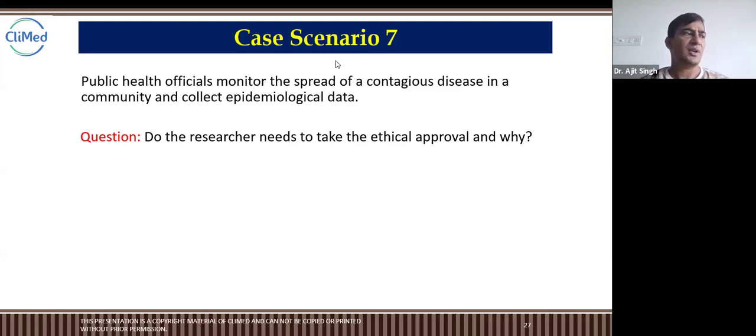Now in the pregnant women, if the hemoglobin is less, they distribute the iron supplements, and that is the intervention. And after that, they are checking 3 months later if the hemoglobin has improved or not. So in this case, will they need the ethics committee approval or not? Tell me.